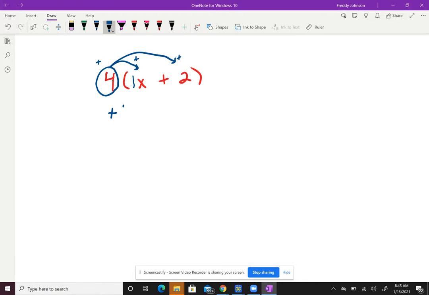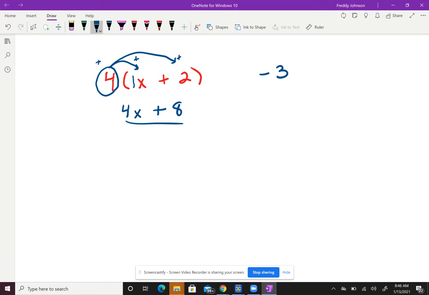And then 4 times 1 is 4. So I multiply the numbers, keep the variable. So I get a positive 4x. Now I'm going to go 4, which is positive, times a positive 2. So a positive times a positive is a positive. Same signs are always positive. And then 4 times 2 is 8. Okay, and then we can come in here and get rid of that plus. We don't need it. So for the distributive property, this is going to be my answer right here.